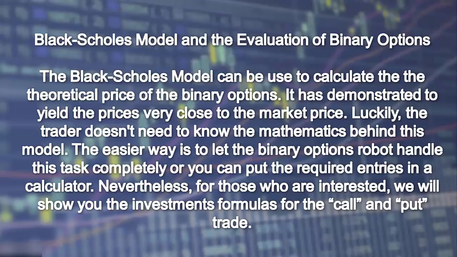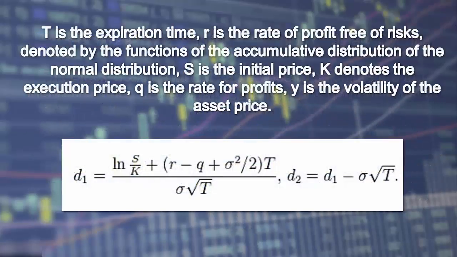You can put the required entries in a calculator. Nevertheless, for those who are interested, we will show you the formulas for the call and put trade. T is the expiration time. R is the risk-free rate of profit, N denotes the functions of the cumulative distribution of the normal distribution. S is the initial price, K denotes the execution price, Q is the rate for profits, Y is the volatility of the asset price.